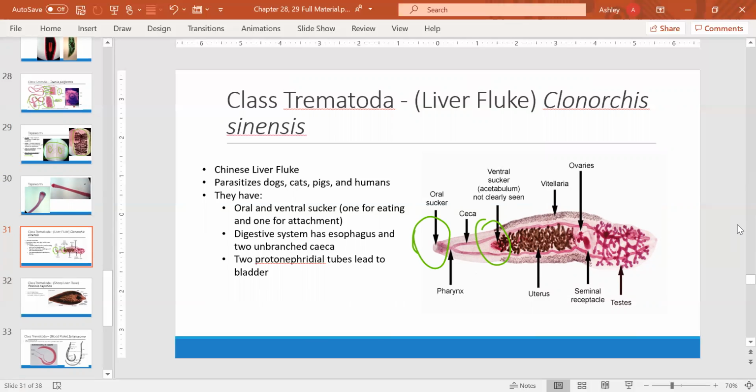And so here you can also see for the Chinese liver fluke or just liver fluke, they also have these two long branches here.